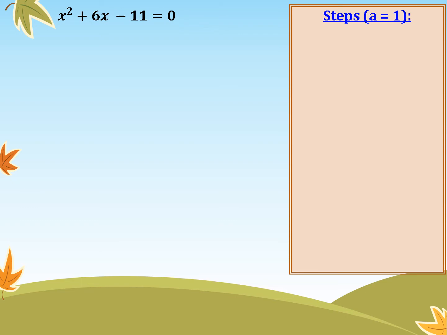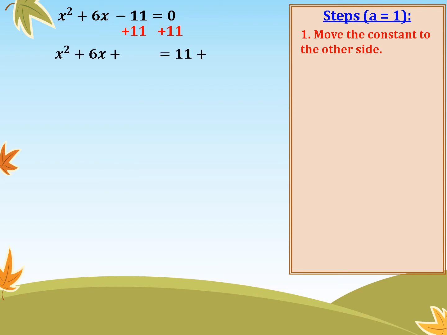All right, so the first step to completing the square when a is 1 is that you want to move the constant to the other side. I know this is contradictory to what we told you about solving quadratics, where they always have to equal 0, but this is a little way in which completing the square is different. So we're going to kick that negative 11 to the other side by adding 11 to both sides. That gives me x squared plus 6x plus something equals 11 plus something.